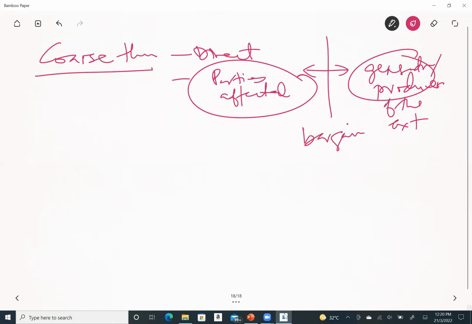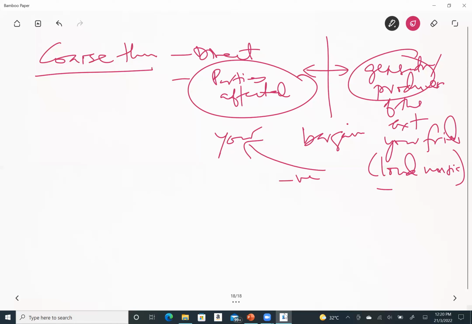For example, this is you. This is your friend. Okay? He likes to play loud music. And the music is not something you like. And then he plays loud. So that generates externality to you. Negative externality. Yeah. All right? So you bargain. You talk to him directly. Okay? So that is what we mean by bargaining.